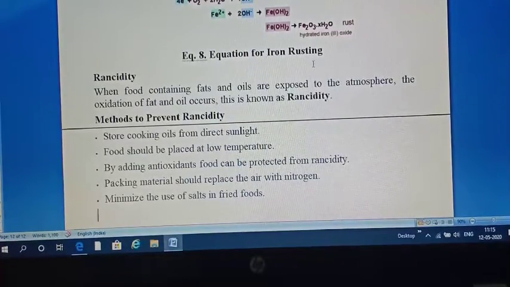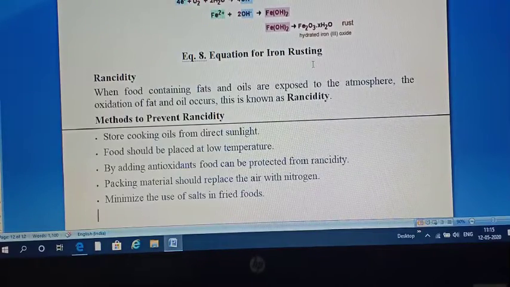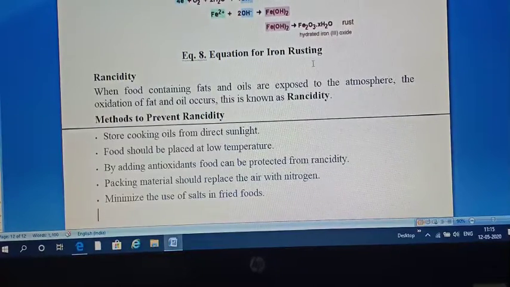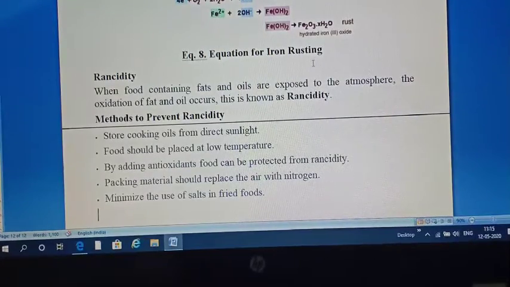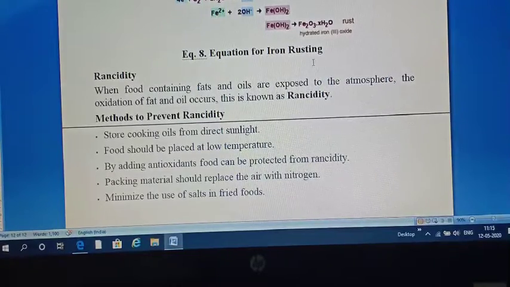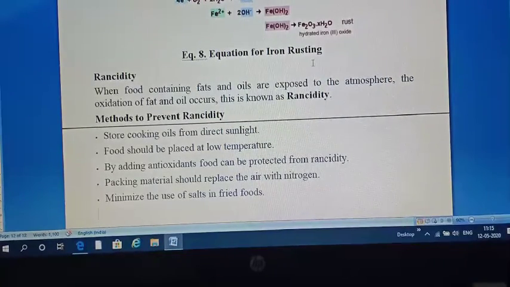The first is to store cooking oils away from direct sunlight. Second, food should be placed at a low temperature. Third, by adding antioxidants, food can be protected from rancidity. Fourth, the packaging material should replace the air with nitrogen, and minimize the use of salt in fried foods, by which we can easily prevent rancidity.